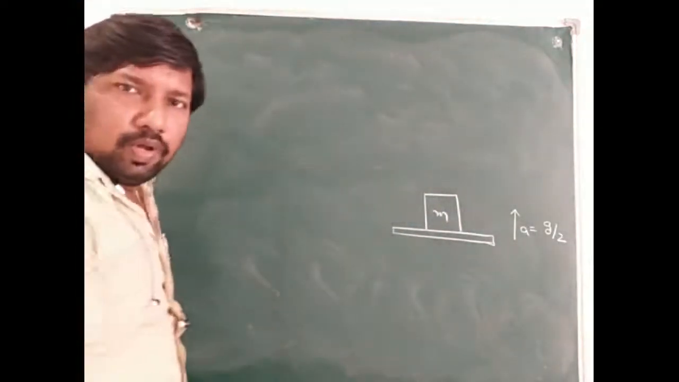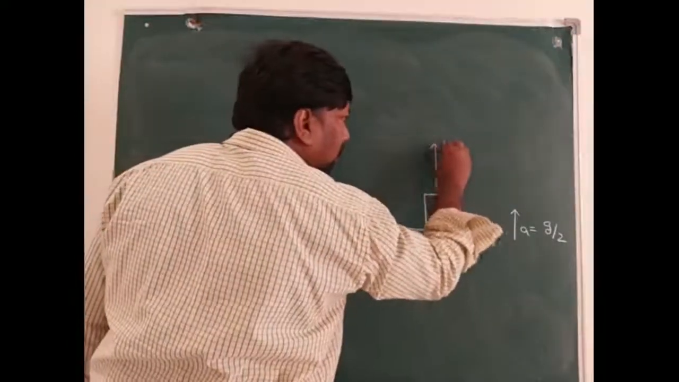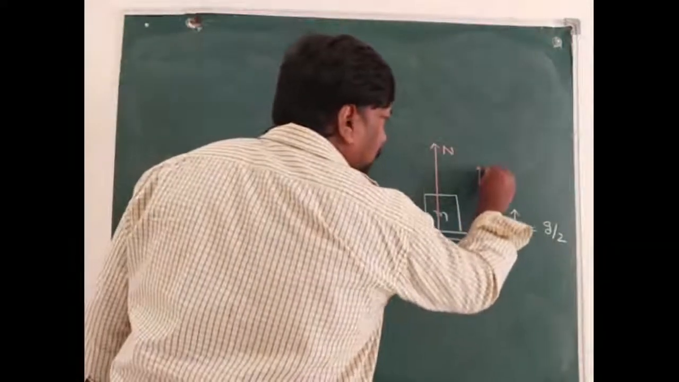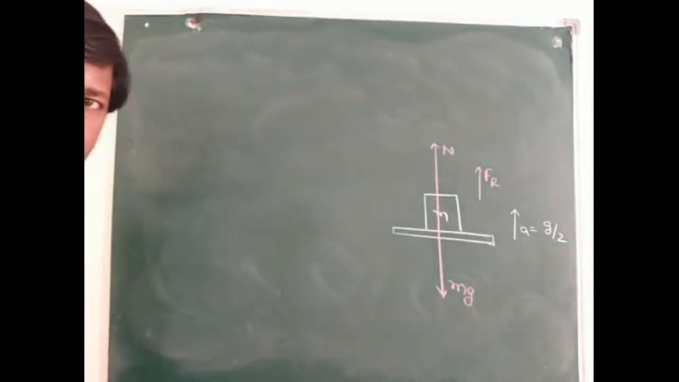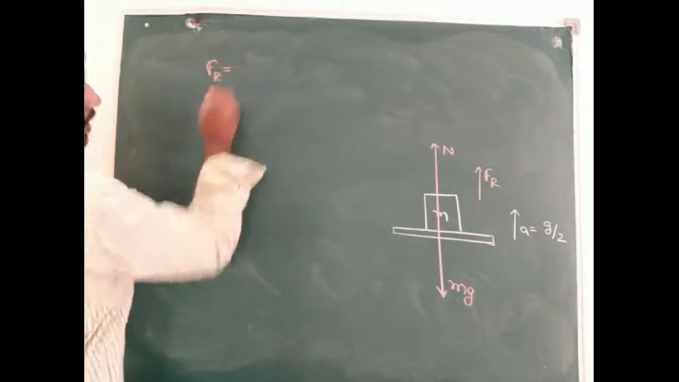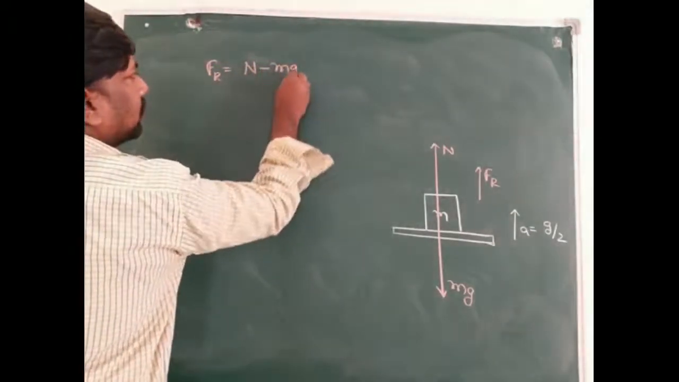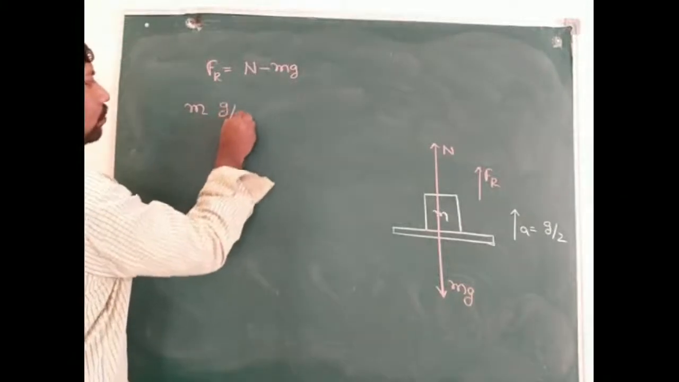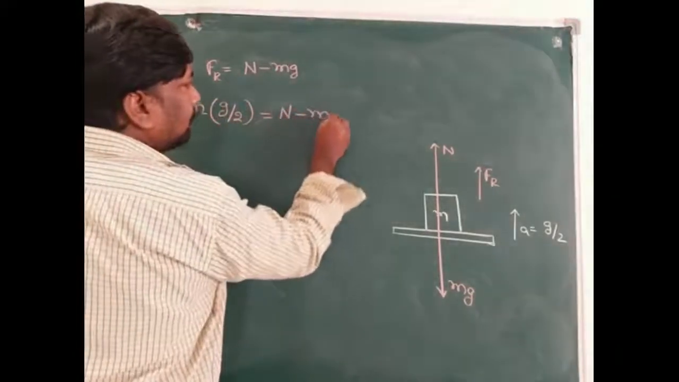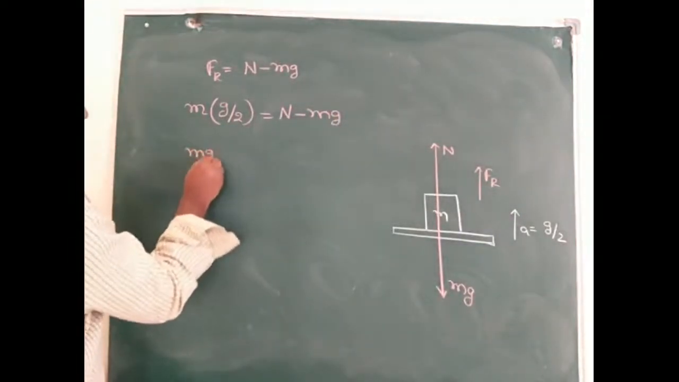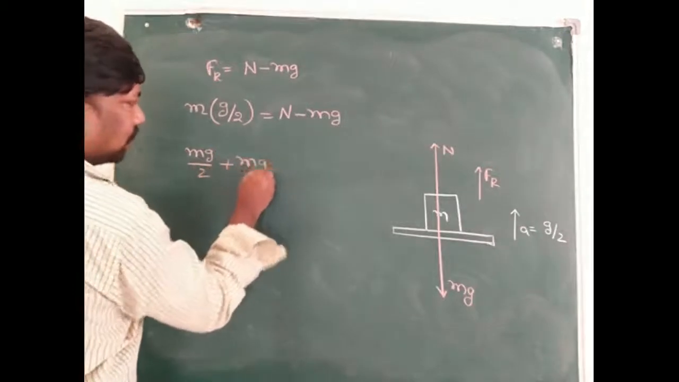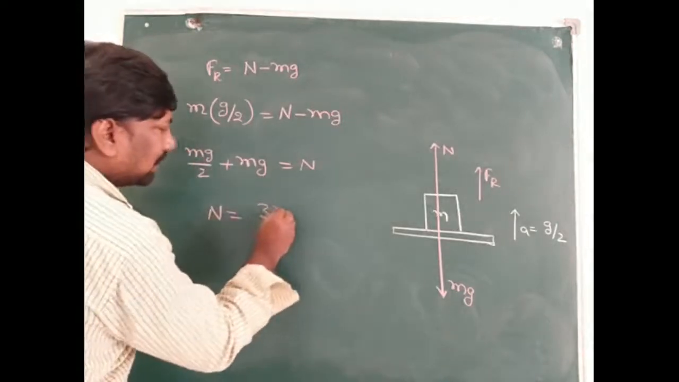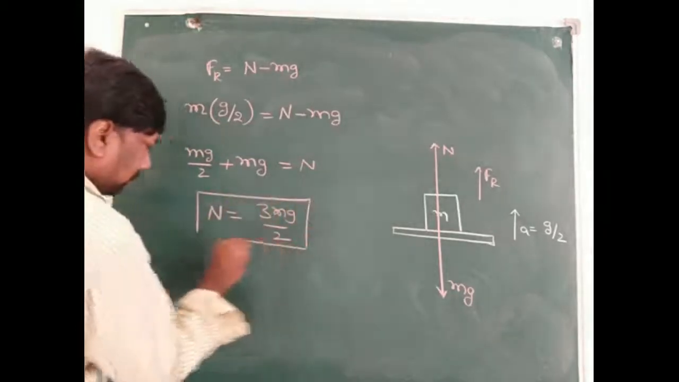Here the normal reaction acts in the upward direction, but the weight of the block acts in the downward direction. Therefore, the resultant force on the block is in the upward direction. So the resultant force F equals N minus mg. According to Newton's second law, F equals ma, so m into g/2 equals N minus mg. Therefore, mg/2 plus mg equals the normal reaction. So the normal reaction equals 3mg/2. This is the normal reaction.